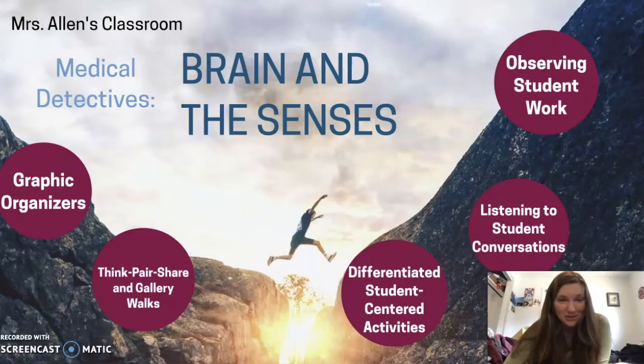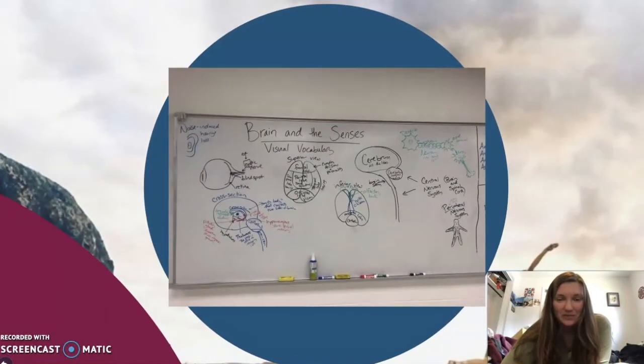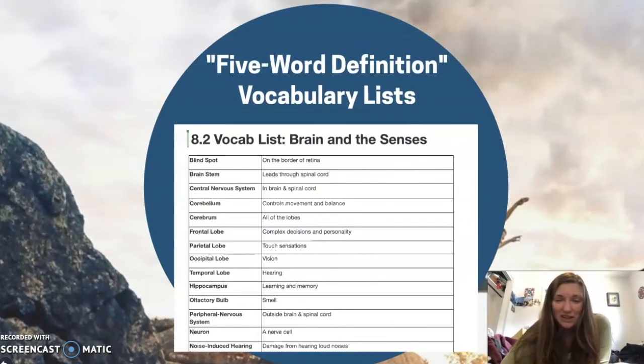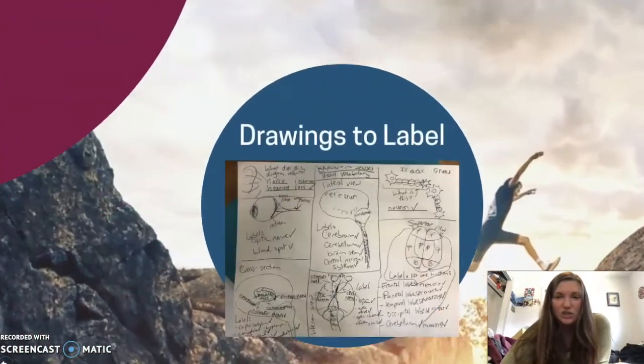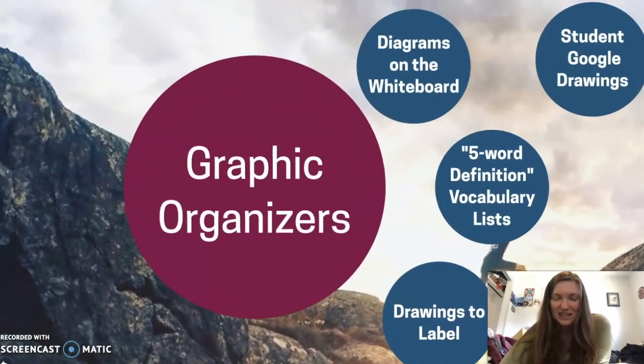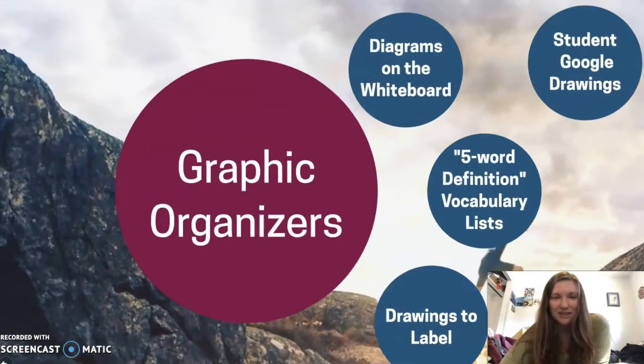So I wanted to sum up all that you've seen here. For this Brain and the Senses unit, these are the educational techniques that we used. We used graphic organizers, such as diagrams on the whiteboard that students would draw, 5-word definition vocabulary lists, and drawings that they can label. This is also an accommodation for students who are too nervous about their drawing skills, such as student Google drawings, where they are labeling parts of a brain that they have been given.